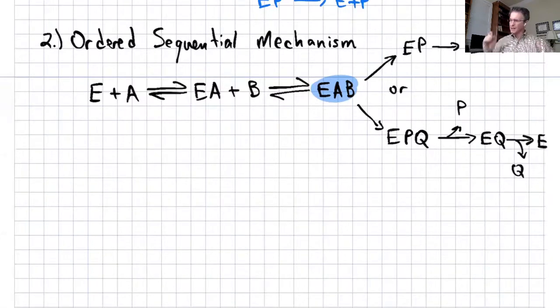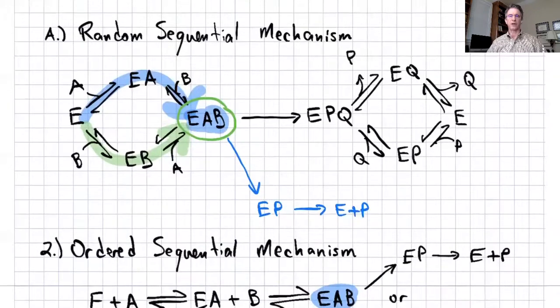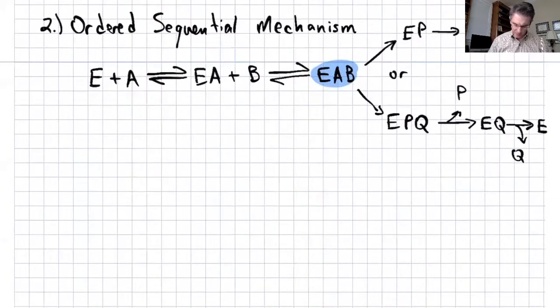Okay. So the big ideas here again are that in this case, unlike with the random sequential mechanism where the path to that ternary complex didn't matter, for the ordered sequential mechanism, there's only one path, right? A must go on first, then B must go on. As with the random sequential, the ternary complex is again required. Both substrates have to be on the enzyme at the same time. That ternary complex is obligate. And now in this case, the order in which the substrates go on is also obligate.